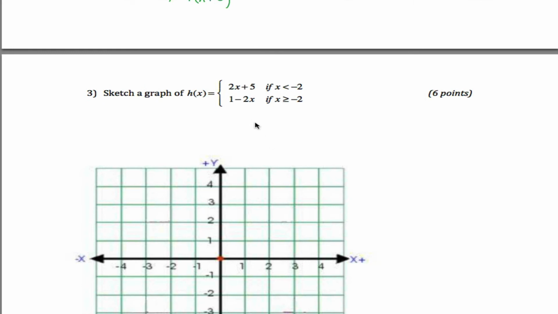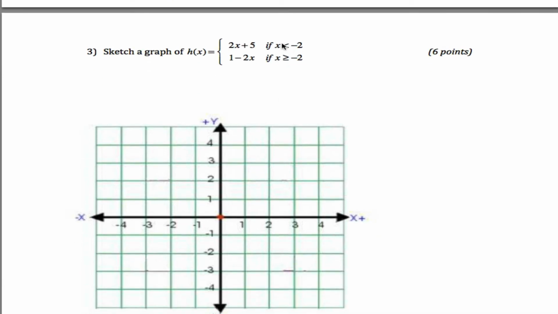Finally, number 3, sketch a graph. So this is a piecewise linear function. What happens is this machine does something different if I input numbers less than -2 than what it does when I input numbers that are greater than or equal to -2. So specifically, it does this thing when I input numbers that are less than -2, and it does this thing when I input numbers that are greater than or equal to -2.